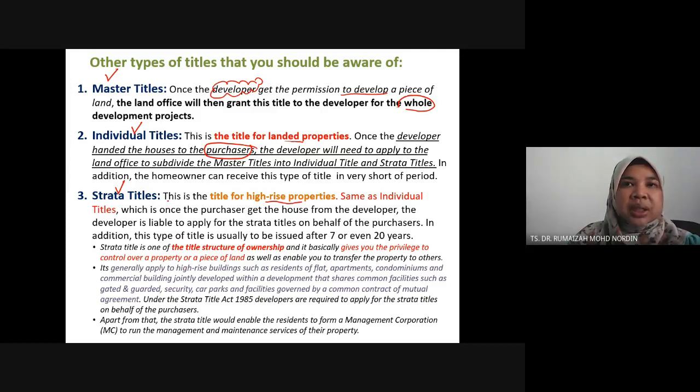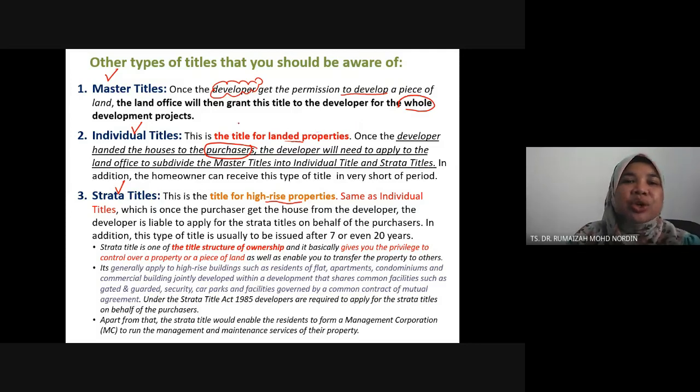So because of high rise properties, dia akan ada joint management body, dia akan ada management corporation, ya, so dia akan mengambil masa untuk keluarkan strata title ni, because it will need to deal with all the management of harta guna sama. Because of that dia mengambil masa. Dulu it was 7 to 20 years, but now 3 years pun dah dapat. So maknanya selalunya kalau orang yang beli kondo ataupun apartments, untuk you jual balik tu dia mengambil masa.